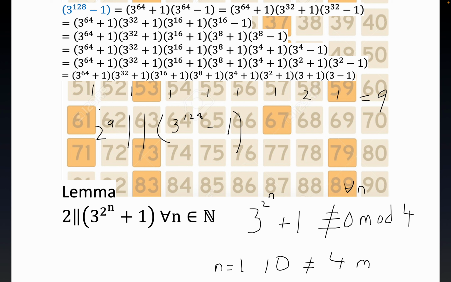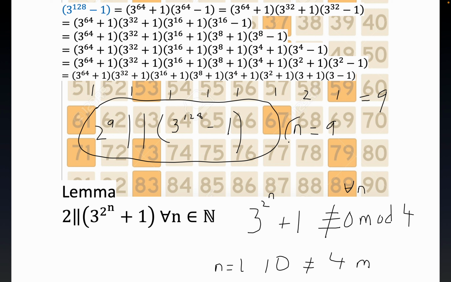That finishes it, folks. 2 raised to the 9th power. But this lemma, combined with repeated application of the difference of 2 squares algebraic identity, is what proved it for us. So that's it. So n equals 9 is the answer.